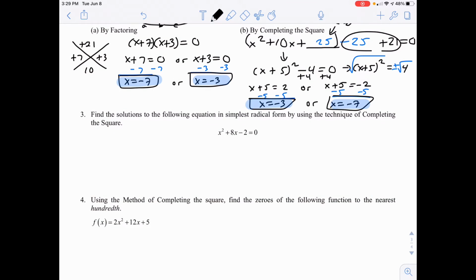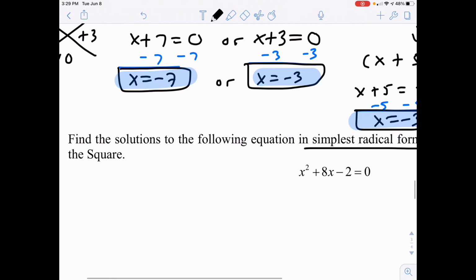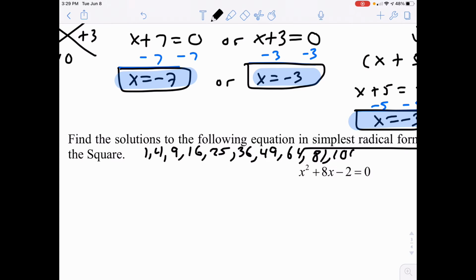Part 3. Find the solutions of the equation in simplest radical form by the technique of completing the square. Simplest radical form means we need our list of perfect squares: 1, 4, 9, 16, 25, 36, 49, 64, 81, 100.